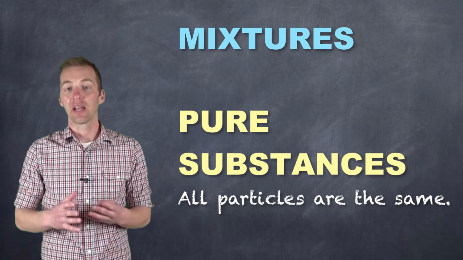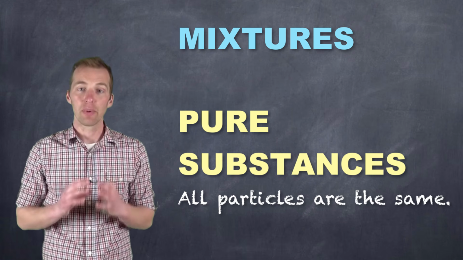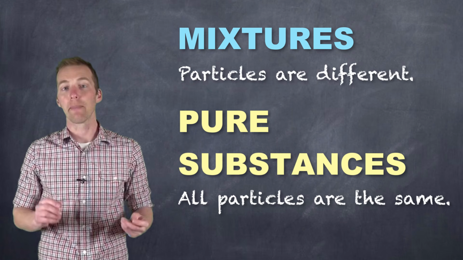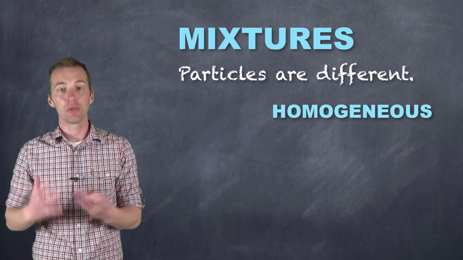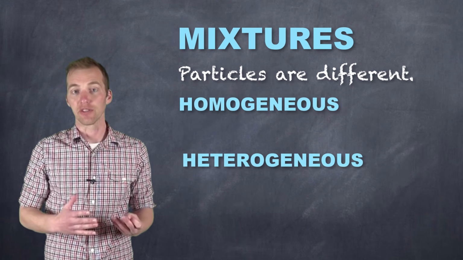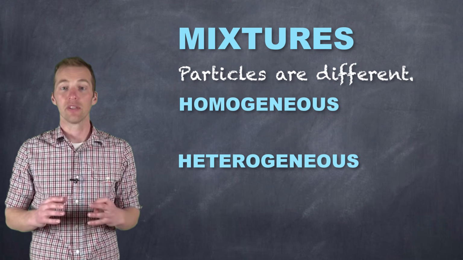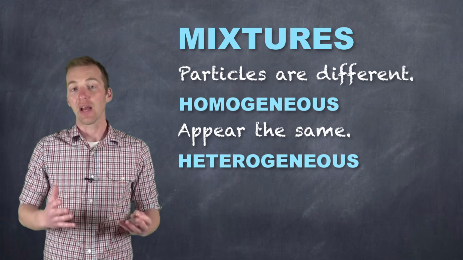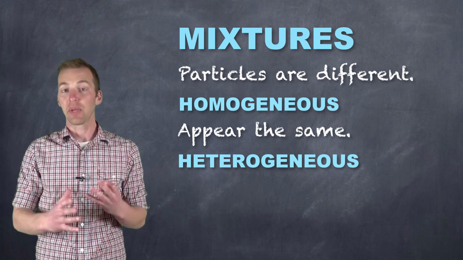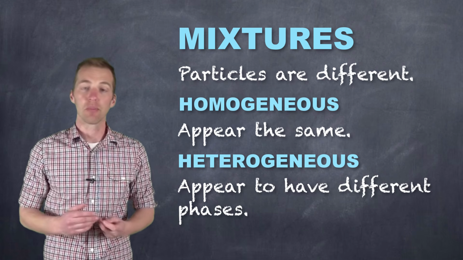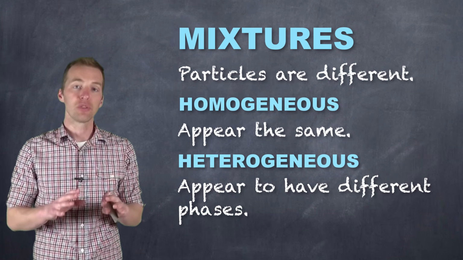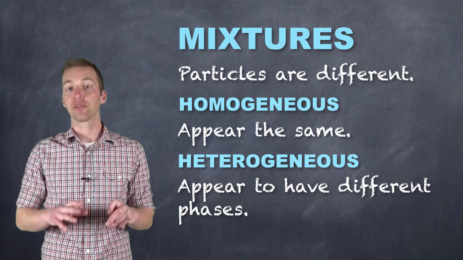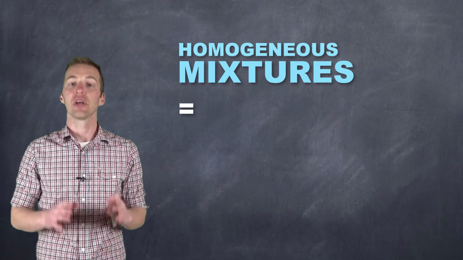That is, that if we got down to the particle level, we would see that there are different particles that make up a mixture. And we can further subdivide these mixtures into homogeneous mixtures or heterogeneous mixtures. And homogeneous mixtures are ones that appear all the same, and heterogeneous mixtures are the ones that appear like they have different phases or different components.